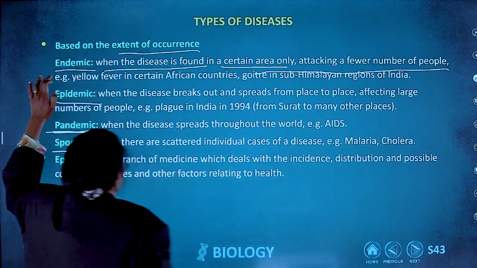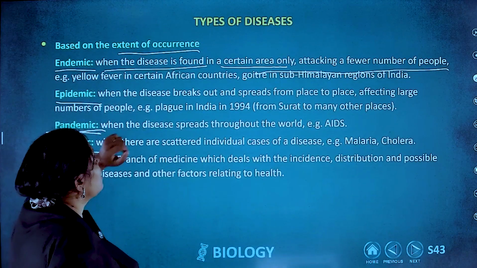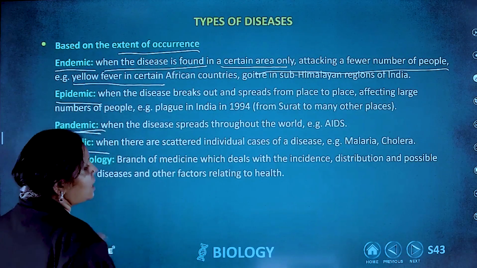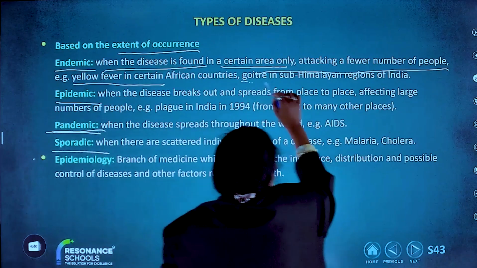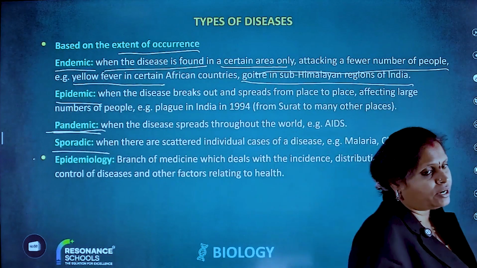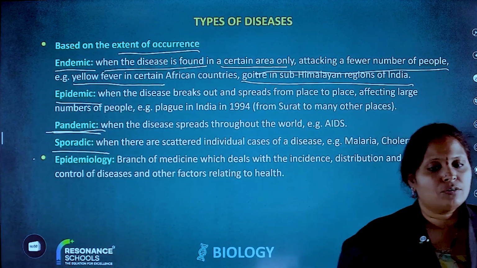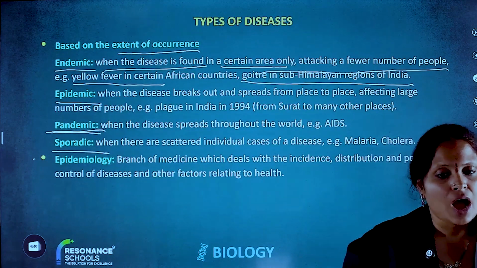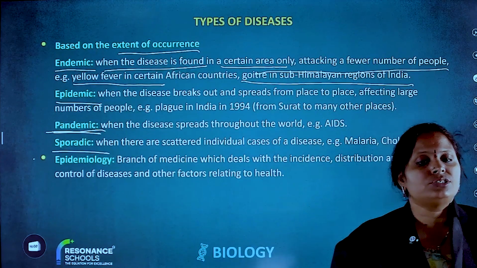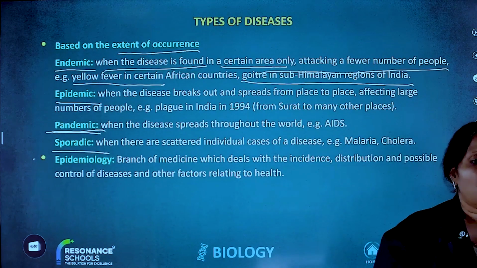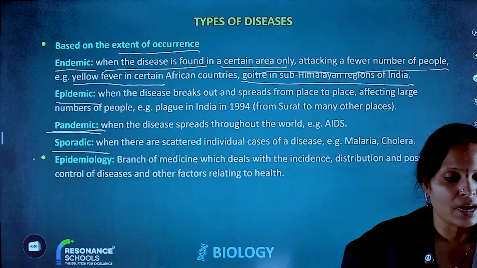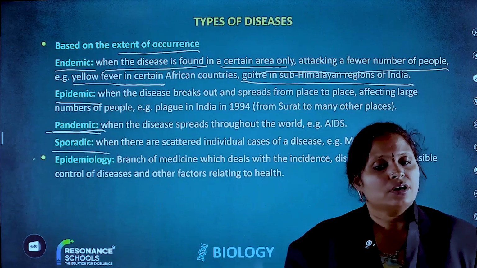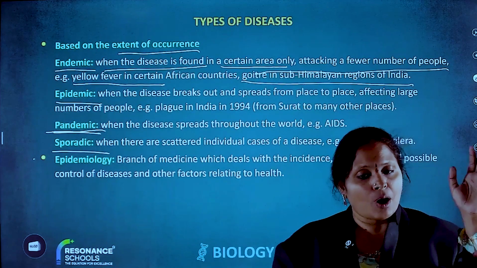Now let us see attacking a few number of people. This disease occurs in a certain area. Example, you take COVID, and one more example is yellow fever in certain African countries and goiter in sub-Himalayan regions of India. What is this goiter? Low levels of iodine in our body leads to goiter, and goiter people basically used to survive in sub-Himalayan regions. But nowadays goiter has become common for everyone.